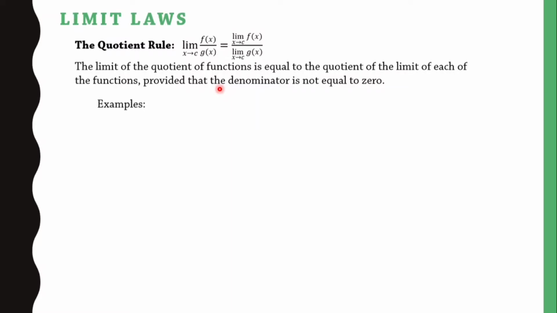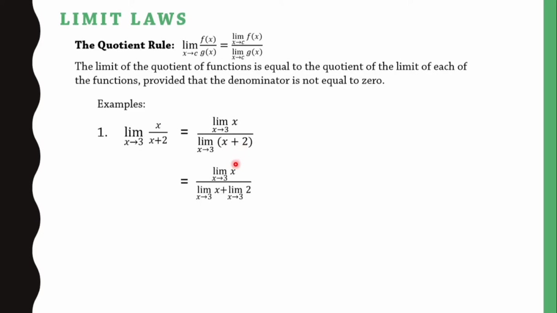Take note, this quotient rule is true provided that the denominator is not equal to 0. So, for example, we have the limit of x over x plus 2 as x approaches 3. Again, we get the limit of x as x approaches 3 over the limit of x plus 2 as x approaches 3. We can still simplify the limit of x plus 2 and break it down into the limit of x as x approaches 3 plus the limit of 2 as x approaches 3.